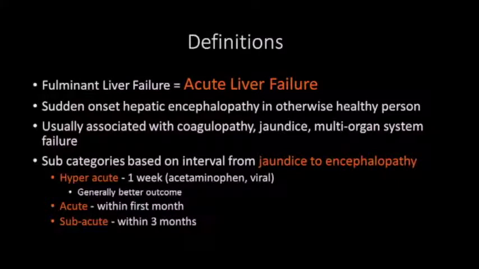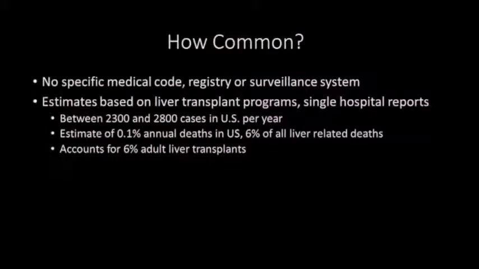The subcategories of acute liver failure have to do with the interval between the onset of jaundice and encephalopathy. This can be very, very rapid, and that would be the hyperacute stage, which occurs within 1 week of the incident, whatever that might be, that causes the liver failure. These patients, as sick as they may be, and they are very, very sick, generally have a better outcome. Patients who are referred to in the acute phase of acute liver failure generally present within the first 3 to 4 weeks of the inciting cause. Subacute is the category in which this occurs within 3 months of the inciting cause.